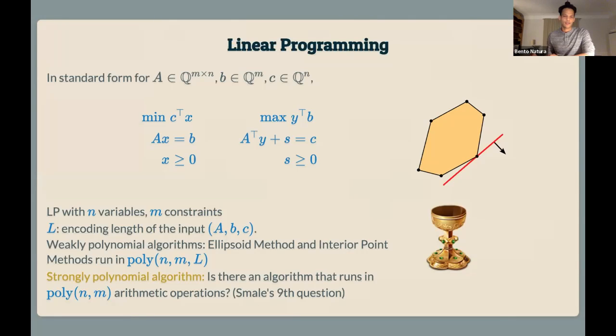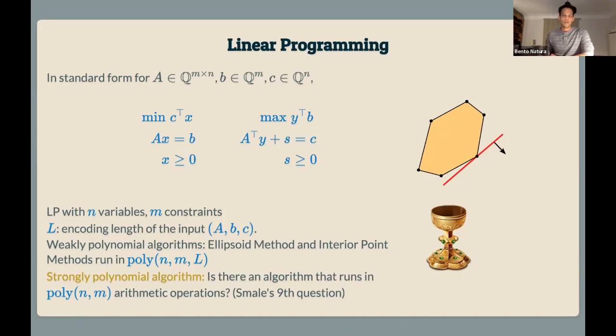And famously, since the late 70s and early 80s, we have the ellipsoid method and interior point methods that solve these problems in time that is polynomial in the dimensions n and m, and the bit complexity of the problem that is L. And since then, there's an open question whether we can solve LPs also in strongly polynomial time so that we get rid of the dependency on the bit complexity L, which also is famously a Smale question.